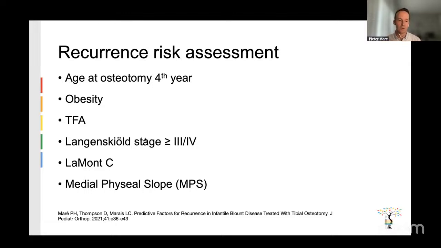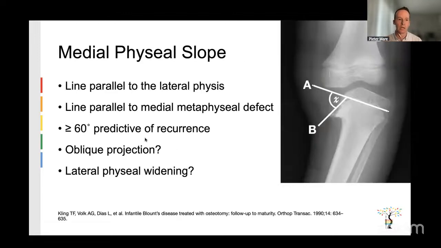Lamont C, as we've discussed, and then I want to stand still for a moment on the medial physeal slope, abbreviated as the MPS. Now, this was originally described by Kling in 1990 as an angle measured between a line drawn parallel to the lateral physis and a line drawn parallel to the medial metaphyseal defect. Now, he reported a value greater than 60 degrees being predictive of recurrence.